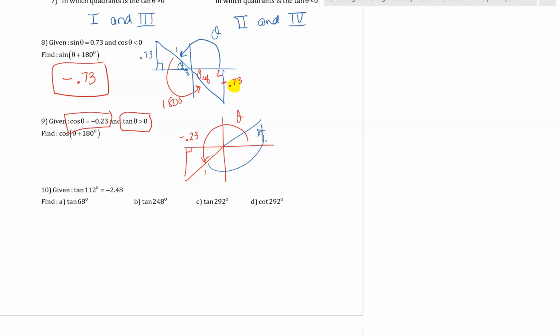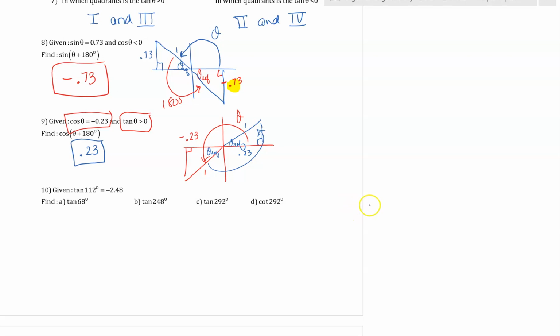So go ahead and pause the video and see if you could figure out what the cosine of theta plus 180 would be. We'd have the same reference angle. Do you see how the cosine of theta plus 180 is positive in quadrant 1? So your answer would be 0.23.